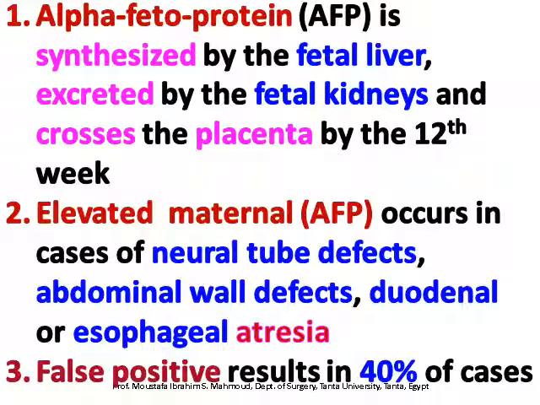Investigations. Alpha-fetoprotein, AFP, is synthesized by the fetal liver, excreted by the fetal kidney, and crosses the placenta by the 12th week. Elevated maternal alpha-fetoprotein occurs in cases of neural tube defects, abdominal wall defects, duodenal or esophageal atresia. False positive results occur in 40% of cases.